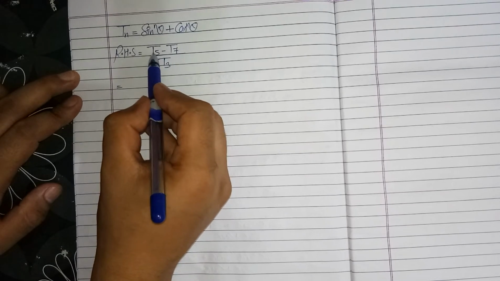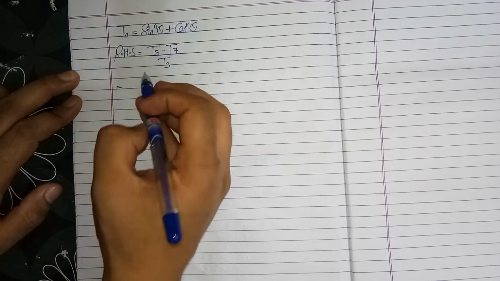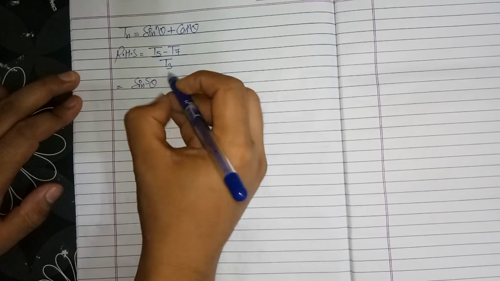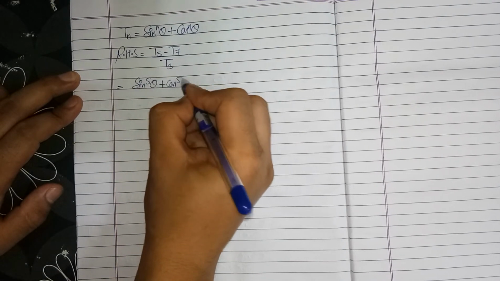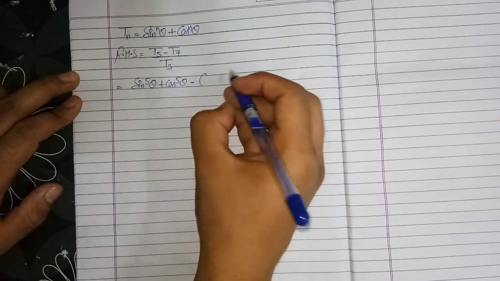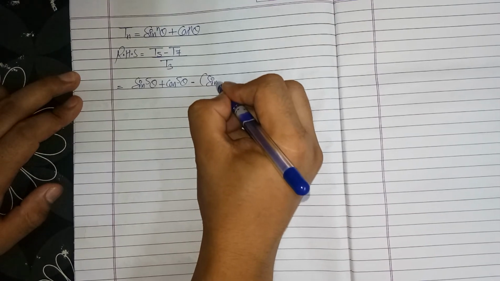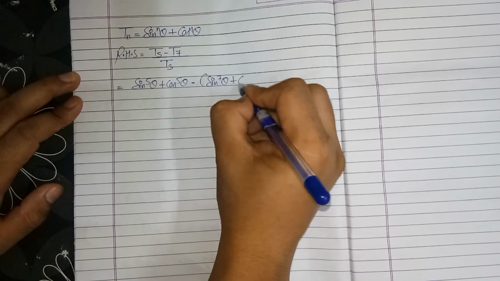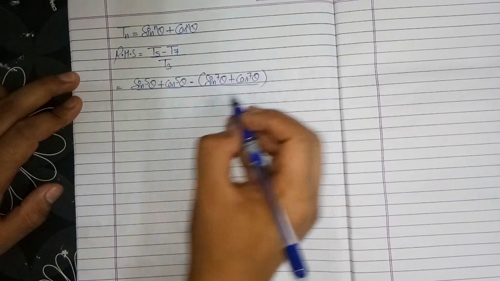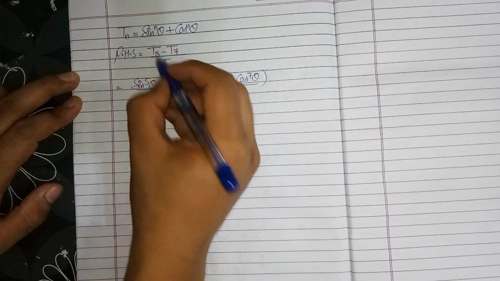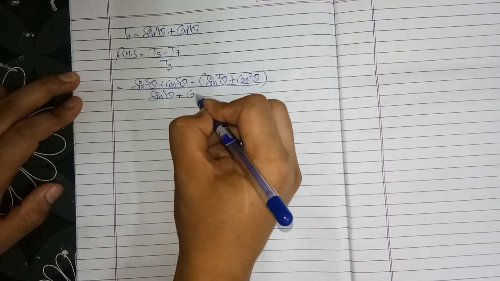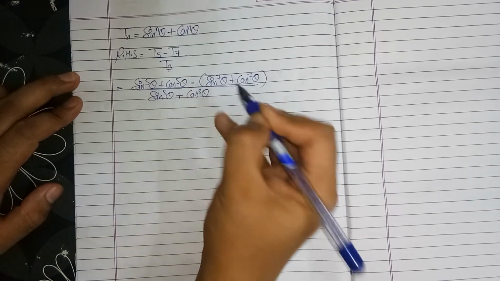For T5 we just have to put 5 in place of n, so we get sine 5 theta plus cos 5 theta, and this is minus, in place of T7 we just have to put 7 over there. So this is sine 7 theta plus cos 7 theta. Now this is divided by T3, right? In place of n just put 3, so we get sine cube theta plus cos cube theta.